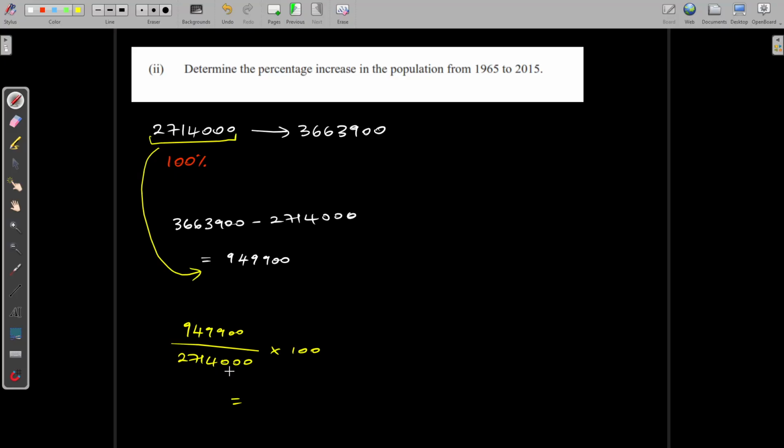Remember, it's an increase of this population. So 949,900 people out of this population would be what percentage increase? So that cancels. Yes. 35. Yes, sir. So there's a 35% increase in this population. So what's the other way you think we can do this?